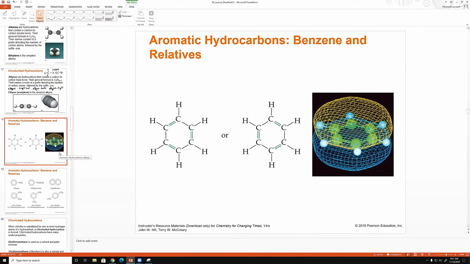Okay, so the next thing we're going to talk about is aromatic hydrocarbons. Now, you've probably heard of the word aroma, or maybe you've heard of aromatic. Those of you who are into fragrances or different perfumes, they're called aromatics, which means they have an aroma, which means they smell. They could smell really good or really bad, depending on what type of aromatic it is.